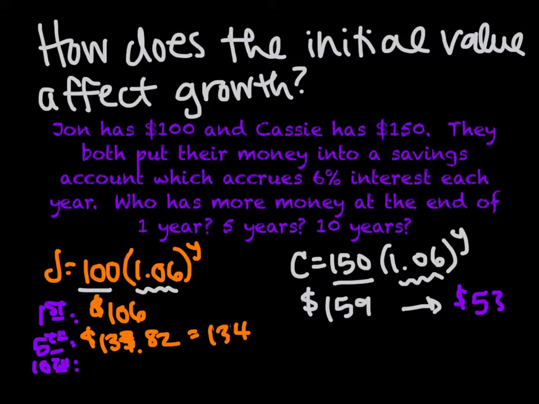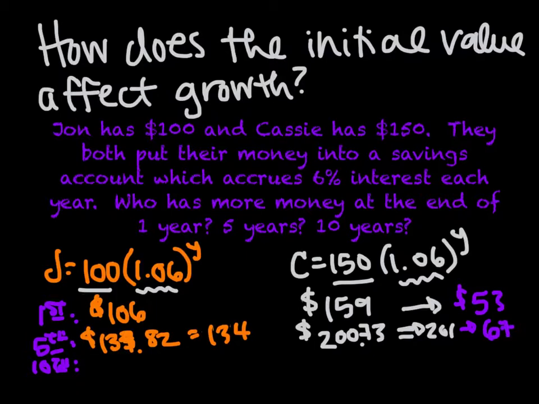And Cassie, on the other hand, let's see how much she has. 1.06 raised to the 5th power times 150, and, oops. All right, I did the math properly this time, and we get $200.73. So I'm going to rewrite that as 201. So the difference between the two of them, $201 versus $134, is $67. So the gap is getting bigger, guys.